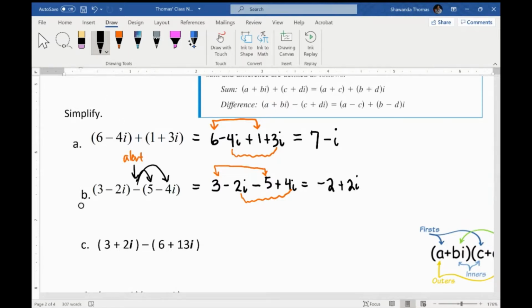All right. So C, again: 3 plus 2i minus 6 plus 13i. I'm going to give you 60 seconds to work on that on your own. Work on that for a little while. Let's see if we get the right answer.